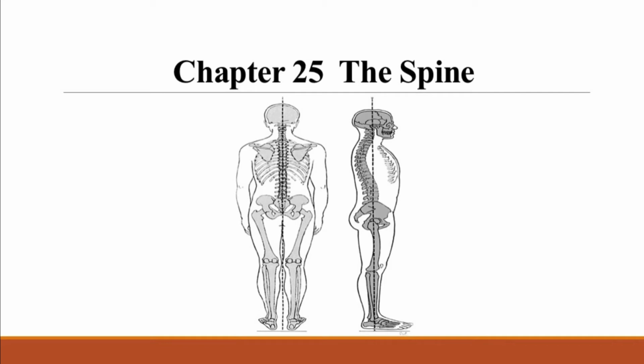Chapter 25, the Spine. In this chapter, you will learn about the anatomy of the spine and injuries to the neck, low back, sacrum, and coccyx. We will also cover the basic concepts of evaluation and treatment as we discuss each condition. Please use the presentation to guide you in your reading.